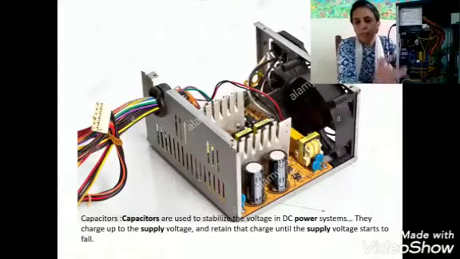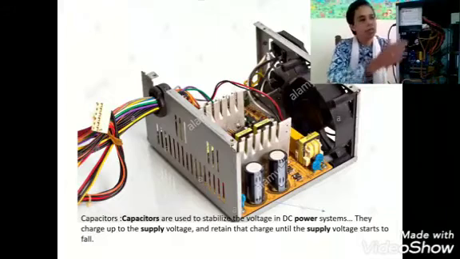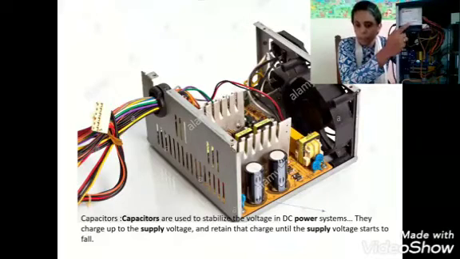So you can see there are two cylindrical battery-like devices. Those are called capacitors, which are also inside the power supply box. What it does is stabilize the voltage in the DC power system. They charge up to the supply voltage and retain that charge until the supply voltage starts to fall.